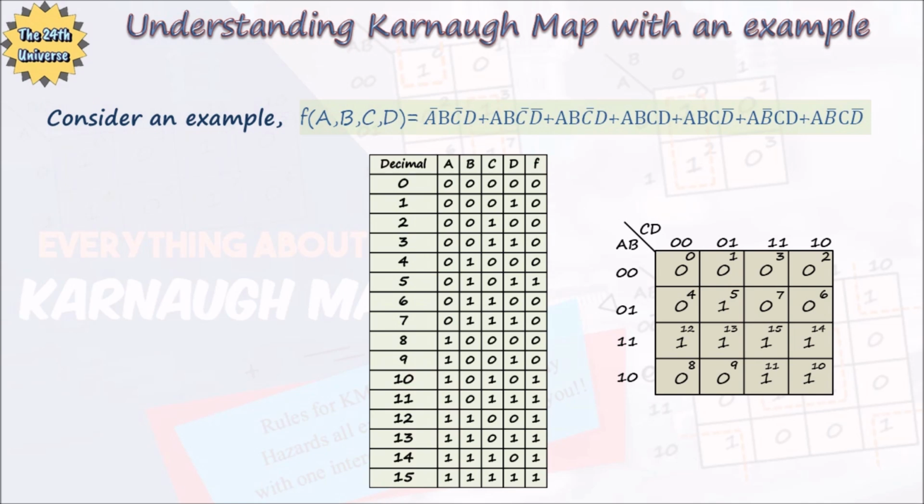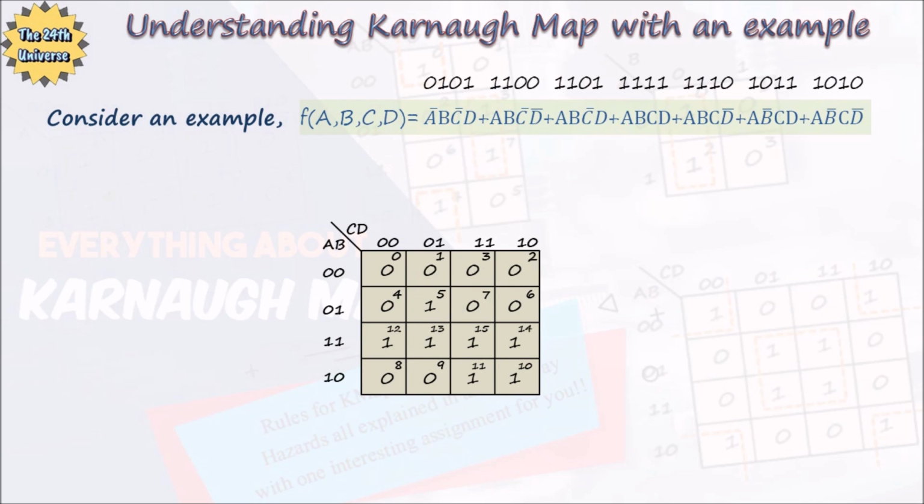If you do not wish to use the truth table, then use this method to fill K-map cells. That is A bar B C bar D is 0101, A B C bar D bar is 1100, A B C bar D is 1101, A B C D is 1111, A B C D bar is 1110, A B bar C D is 1011, A B bar C D bar is 1010.